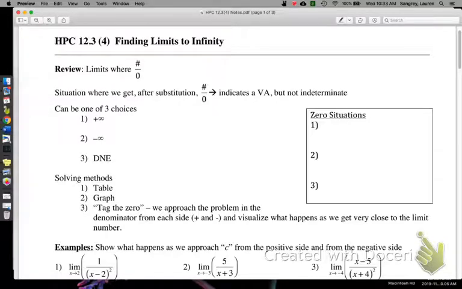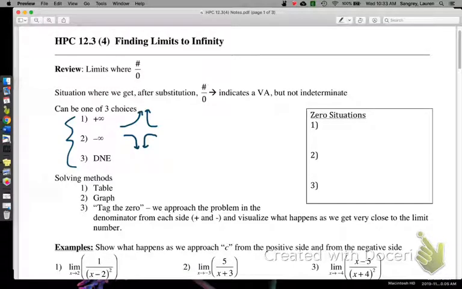So this indicates that we would have a vertical asymptote, and we can have one of 3 outcomes. We would either have positive infinity, negative infinity, or does not exist as our answer. So graphically, if we were going to say it's going to infinity, that would be at that x value, we notice that from the right and left side, we're just going up forever.